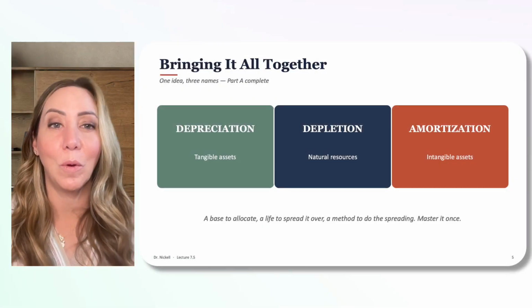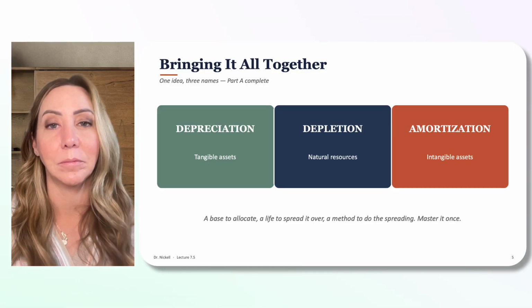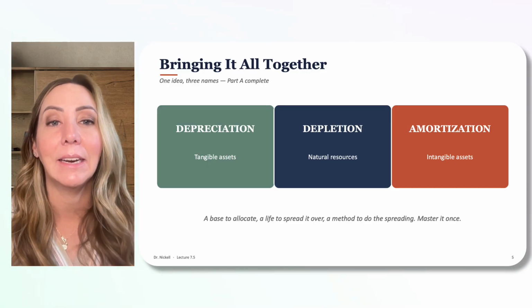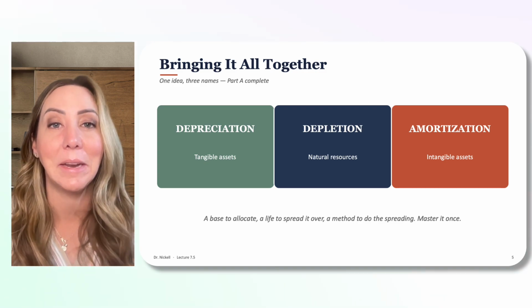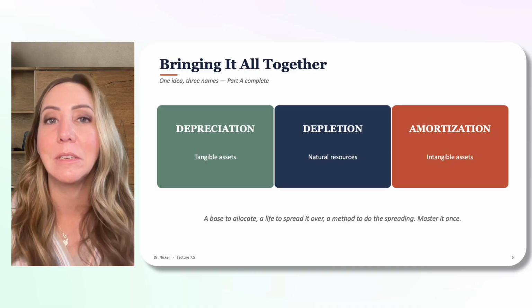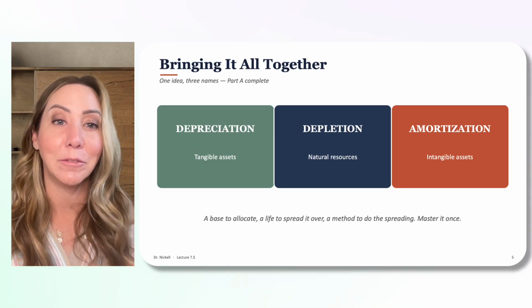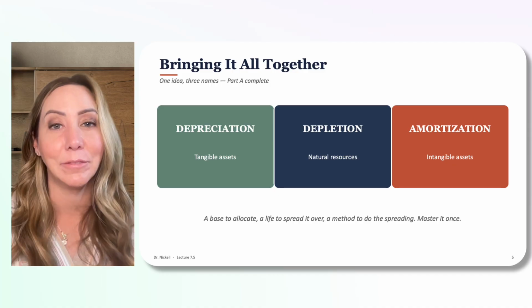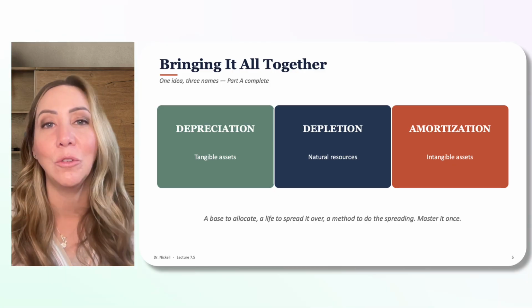Now, let's zoom all the way back out because we've now closed the loop on the whole process of cost allocation. One single idea, allocating an asset's cost over the periods that it benefits, wears 3 different names depending on the asset. Tangible assets, depreciation. Natural resources, depletion. Intangibles, amortization. The mechanics rhyme every time: a base to allocate, a life to spread it over, a method to do the spreading. Master the concept once and you've mastered all 3.